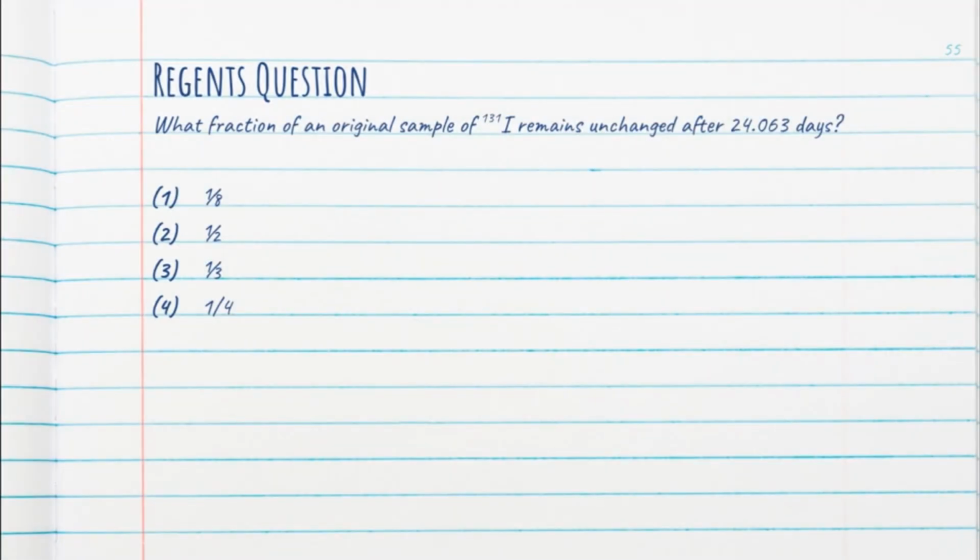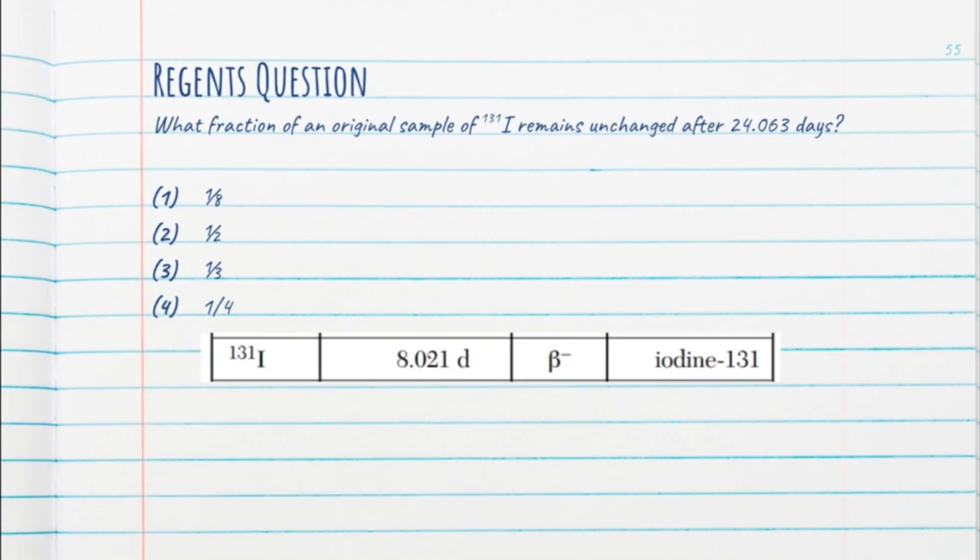Which fraction of an original sample of iodine-131 remains unchanged after 24.063 days? You need to use Table N, which lists nuclides and their half-life. The half-life of iodine-131 is 8.021 days, which means that after 8.021 days, 1/2 of the sample will be left. After another 8.021 days, or 16.042 days, 1/4 of the sample will be left. Then after another 8.021 days, or 24.063 days, 1/8 of the sample will be left. The amount keeps decreasing by 1/2 of the total amount, and the answer is choice 1.